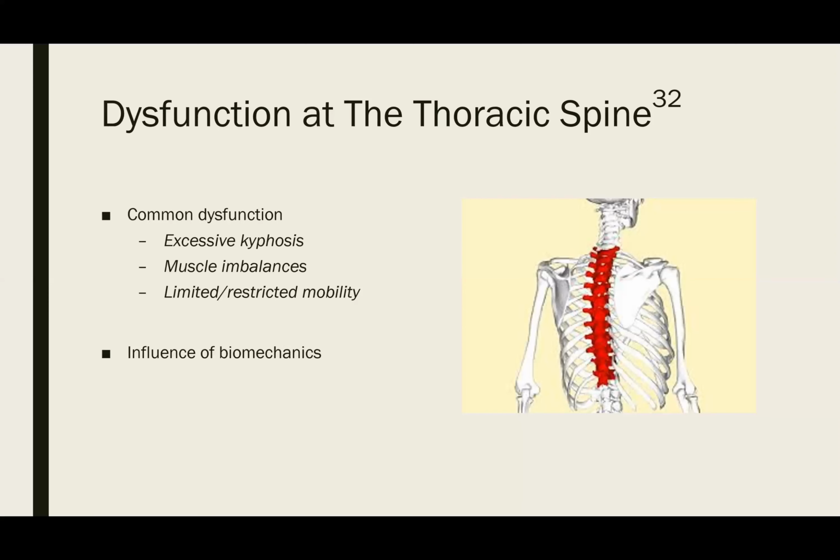Excessive rounding at the thoracic spine influences the position of the scapula and ultimately the glenohumeral joint alignment, which causes pain, inflammation, and injury within the shoulder girdle.